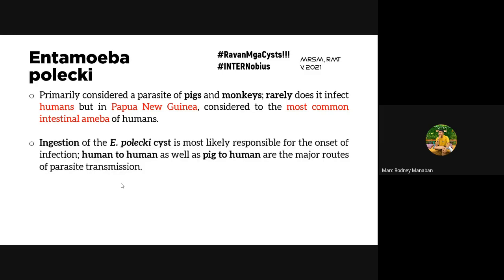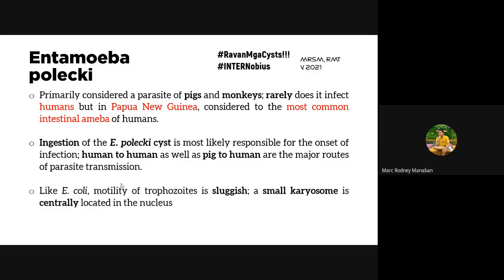Okay, now, same with your other Entamoeba species, ingestion is still the most common mode of transmission. Ingestion of food and water that is fecally contaminated and contains your cysts. It could be human to human, fecal-oral, through an asymptomatic carrier, or from pigs to humans. So that's the modes of transmission.